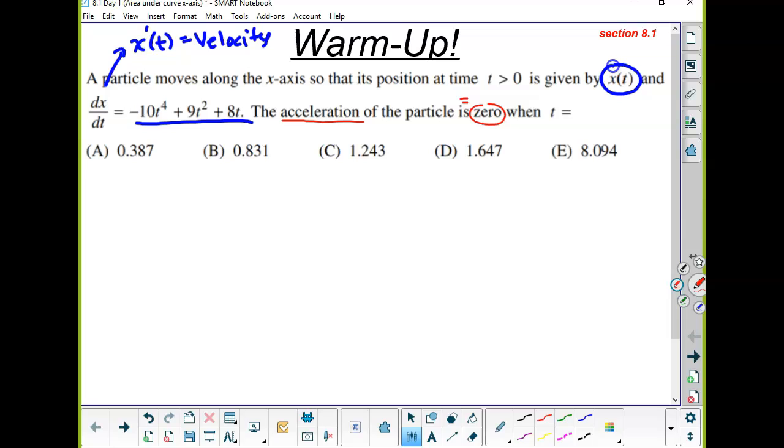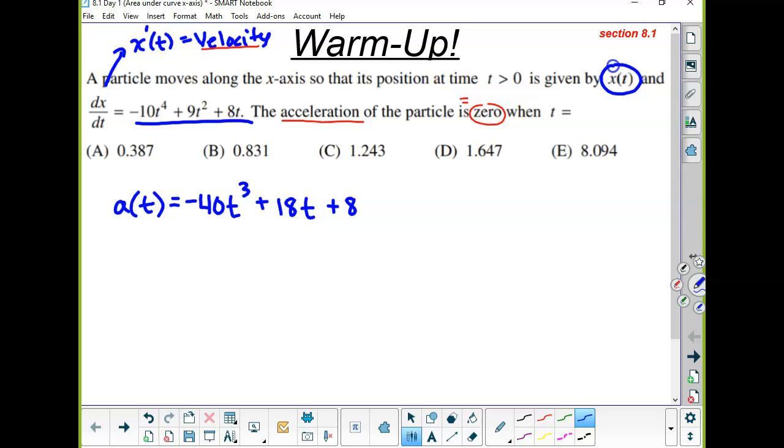Remember, "is" is your equal sign. So they're saying, find the t value when the acceleration is equal to 0. Well, what do I do? If I have velocity, I have to take the derivative of this. So I'm going to use the power rule. We're going to take the derivative. Let's call this a of t. It is negative 40 t to the third plus 18 t plus 8.